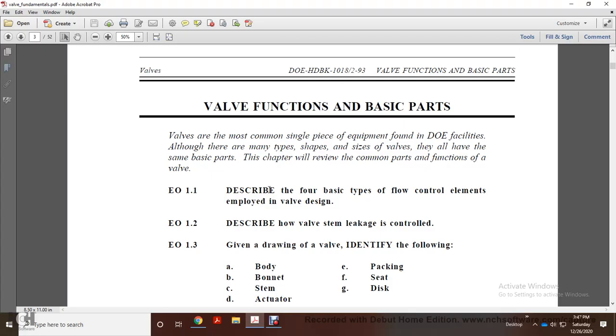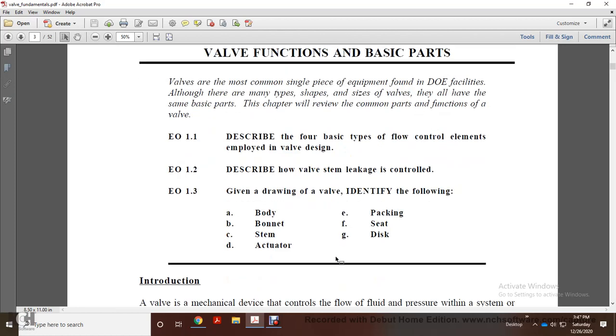EO 1.1: Describe the four basic types of flow control elements employed in valve design. Describe how valve stem leakage is controlled. Given a drawing of a valve, identify the following: bonnet, stem, actuator, packing, seat, and disc.